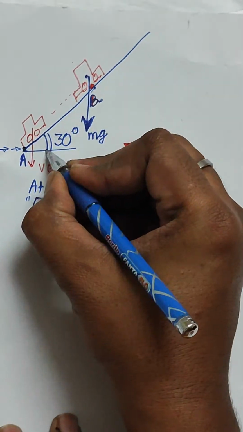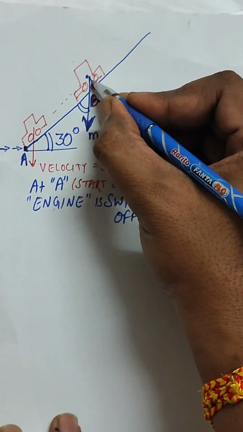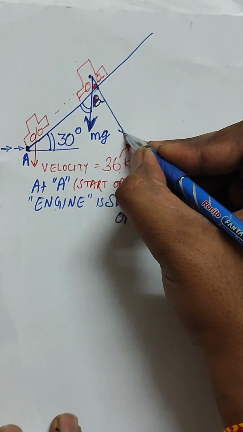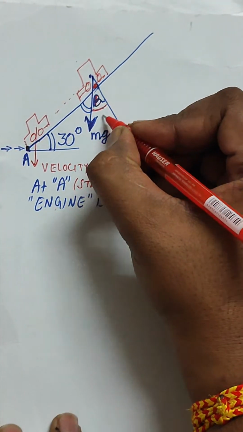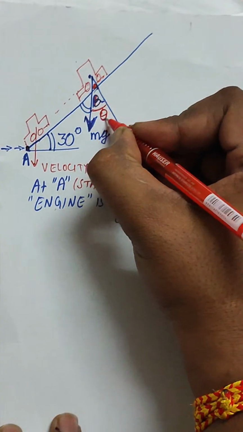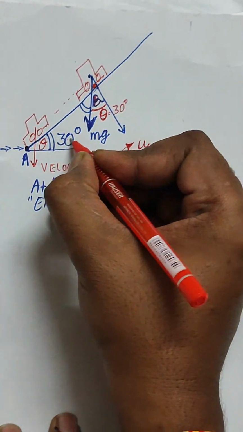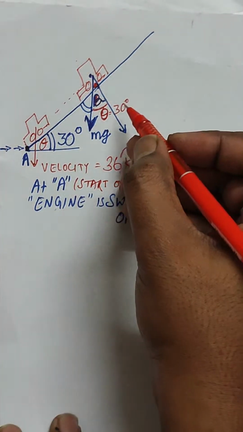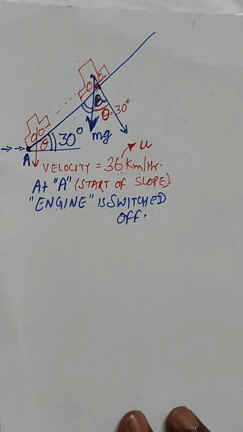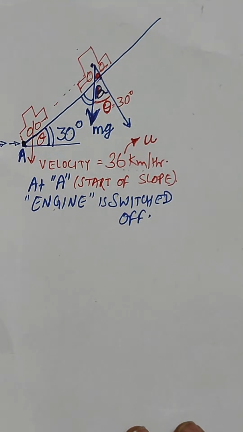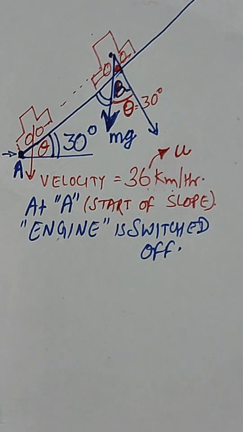And if this angle is theta, this is 90 minus theta, and definitely if this is 90 minus theta, this angle will be theta, that is 30 degree. If this is theta, now at this point, let me zoom it a little. I think it's better visible to you.